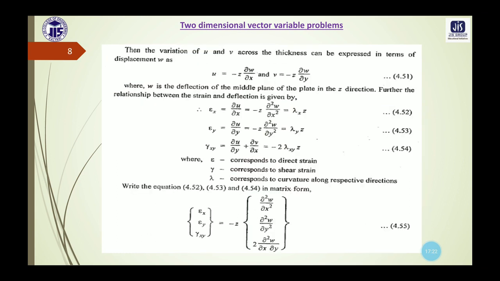The variation of u and v across the thickness can be expressed in terms of displacement w as u equals minus z del w del x and v equals minus z del w del y. This is our equation number 4.51. Now w is the deflection of the middle plane of the plate in the z direction.